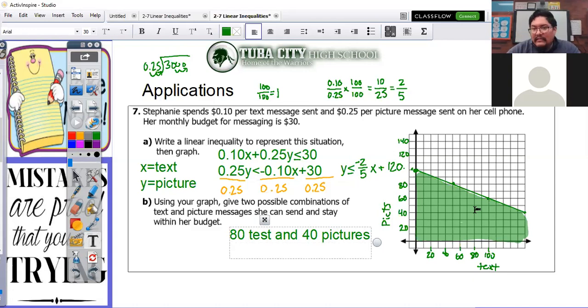So she would probably send a lot more texts. In this case here, I have 100 texts. I just didn't want to write all this out. So let's say that, for instance, she sends 100 texts. Oh, I noticed I put test in there. It's probably because in my day-to-day life, I write the word test a lot. And if she sends 60 pictures, man, what is with my typing today? She would still be within budget because that is this dot right here. In that case, she would land exactly on 30.